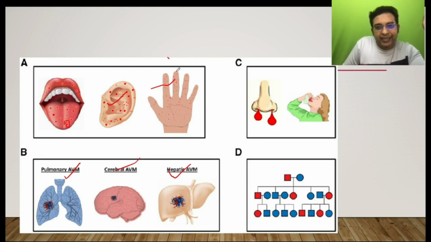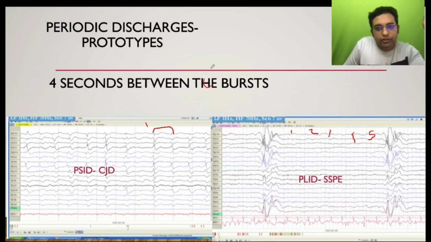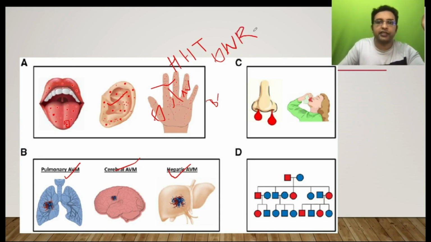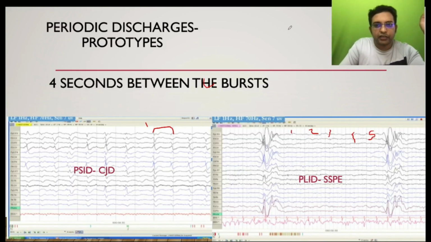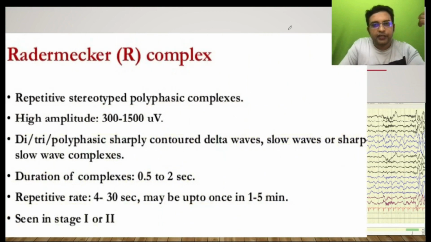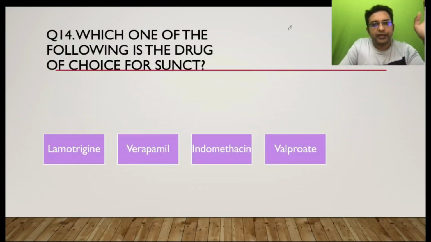So this is HHT, hereditary hemorrhagic telangiectasia, otherwise called Osler-Weber-Rendu disease. Sorry, I am unable to write properly. So HHT, that is Kurokawa criteria. Dyken's and McDonald's, as you know, relate to MS.